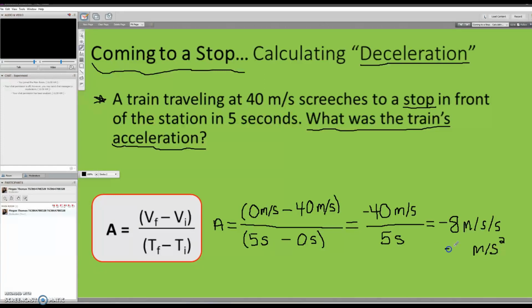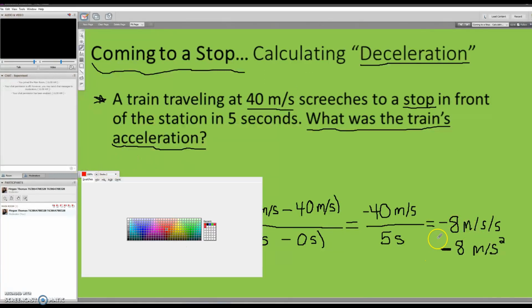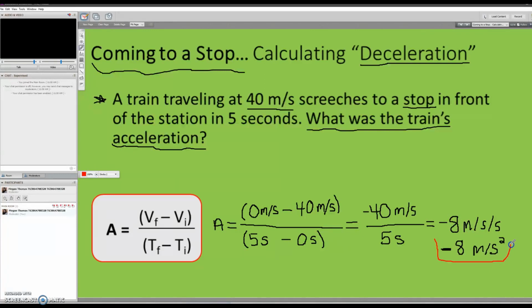And our value for acceleration was negative 8. So remember, the difference in this situation was that the train was coming to a stop. So that means if an object is traveling at a velocity that is positive and comes to a stop, it is going to have a negative value of acceleration. It is going to decelerate. So if something has negative acceleration, we call it deceleration. So the train in this example would be decelerating as it approaches the station and comes to a stop.